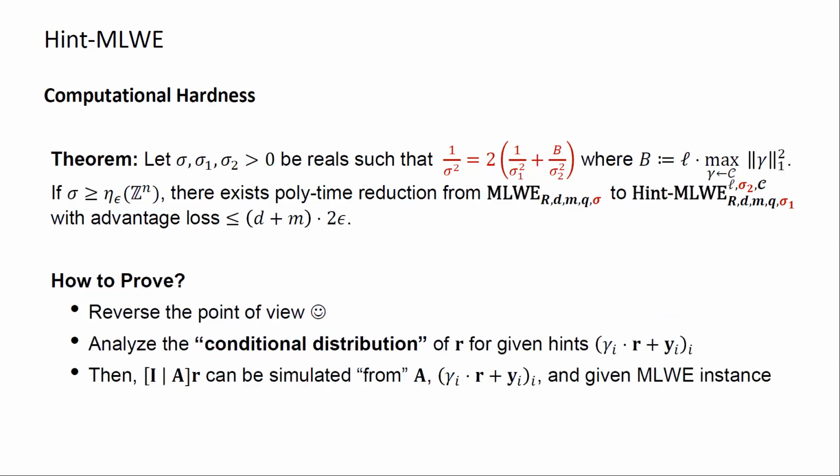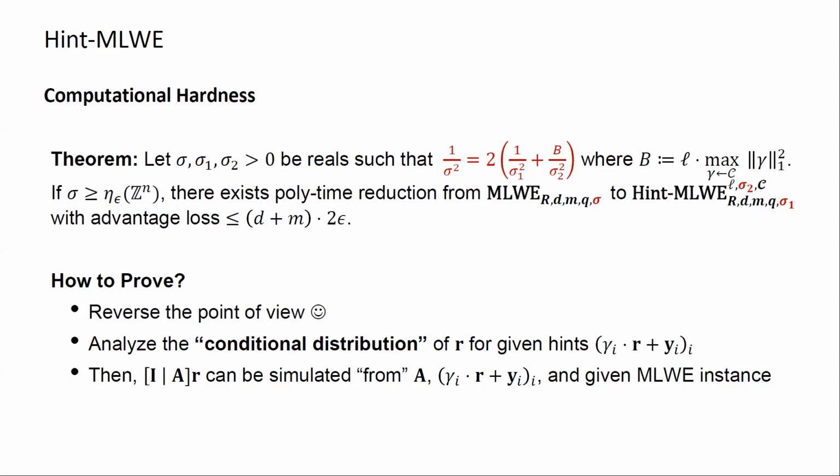If time allowed, I would explain the details of the proof, but because of lack of time, we would like to at least give a high-level overview of the proof of this theorem. Because we are making the reduction from the standard MLWE to hint MLWE, we want to transform the given MLWE instance into a hint MLWE instance. Then the hardest challenge would be how to generate the hints, right?